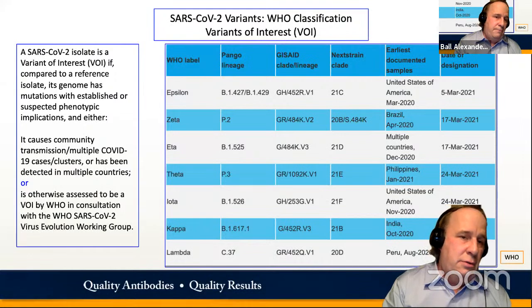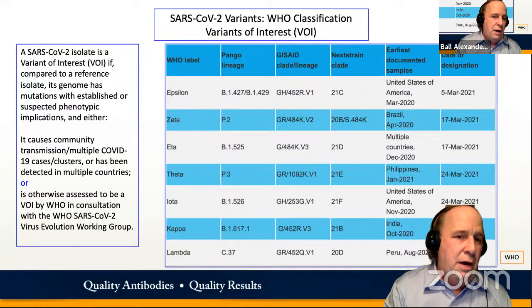And so the reason how that is designated is that a SARS-CoV-2 isolate is a variant of interest, or VOI, if compared to the reference isolate, its genome has mutations with established or suspected phenotypic implications, and either one, it causes community transmission or multiple COVID-19 cases or clusters, or has been detected in multiple countries, or is otherwise assessed to be a VOI by the WHO in consultation with the WHO SARS-CoV-2 virus evolution working group.